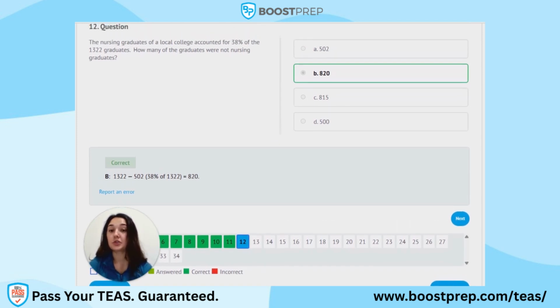So for this question, you're trying to find the number that are not nursing graduates. So you type in 1,322 times 38%, or 0.38, to get how many are nursing graduates, and then you subtract that from the total to give you how many aren't. So 1,322 minus 502 equals 820. So 820 of the graduates were not nursing graduates.